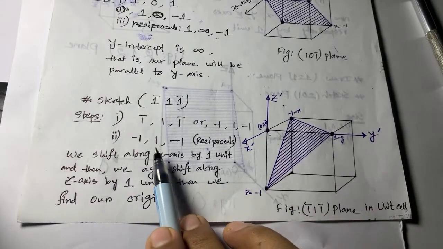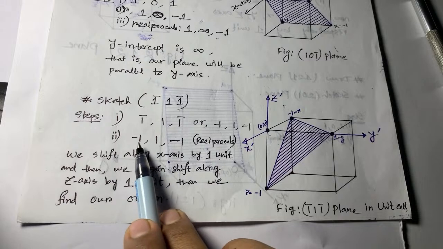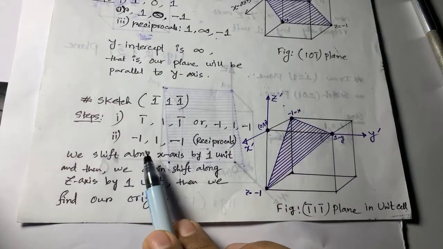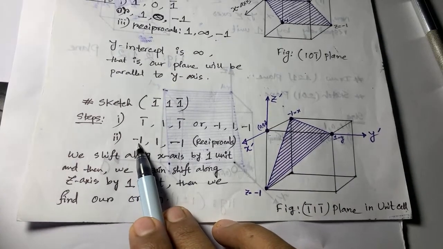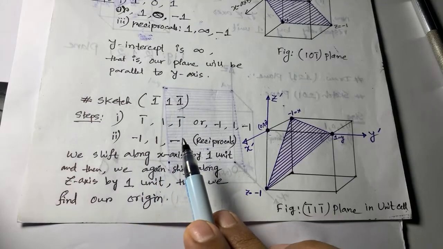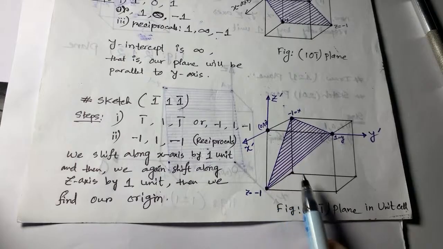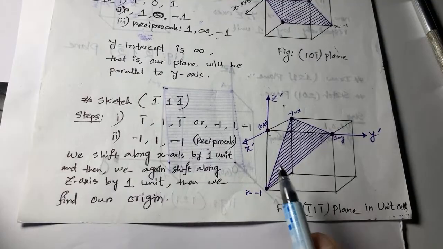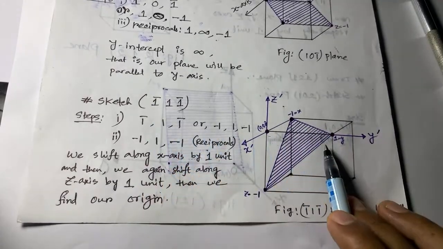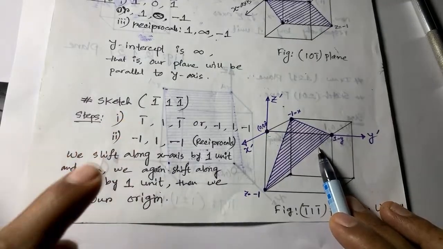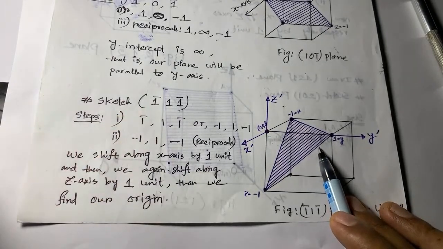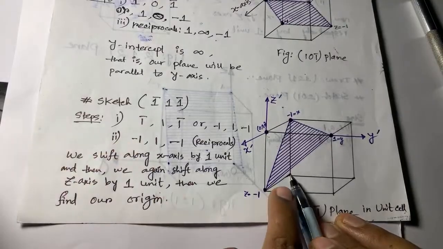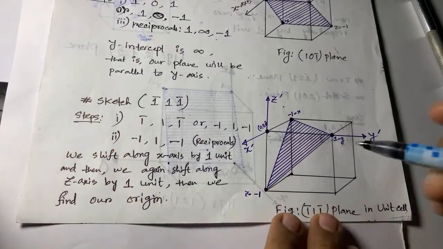Now here comes a very crucial point: our x value and our z value are both negative. When we have negative intercepts, we shift our origin. We usually consider our origin here when all the values are positive, but for the negative cases, we shift the origin towards those negative valued axes. For example, here you have x equal to -1, so we shift the origin towards the x-axis first.